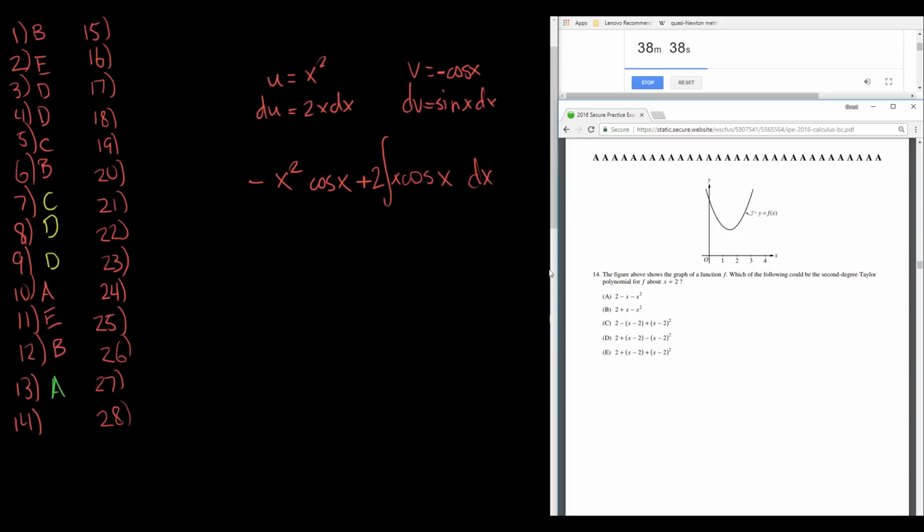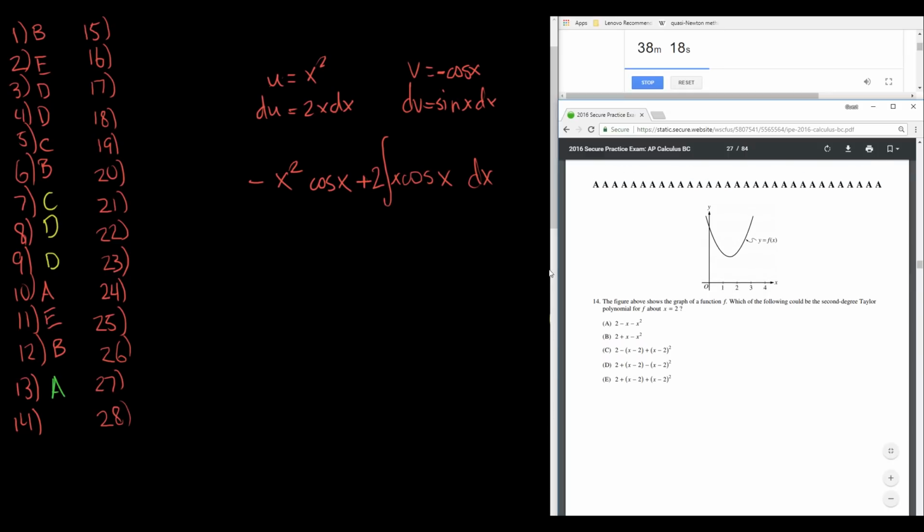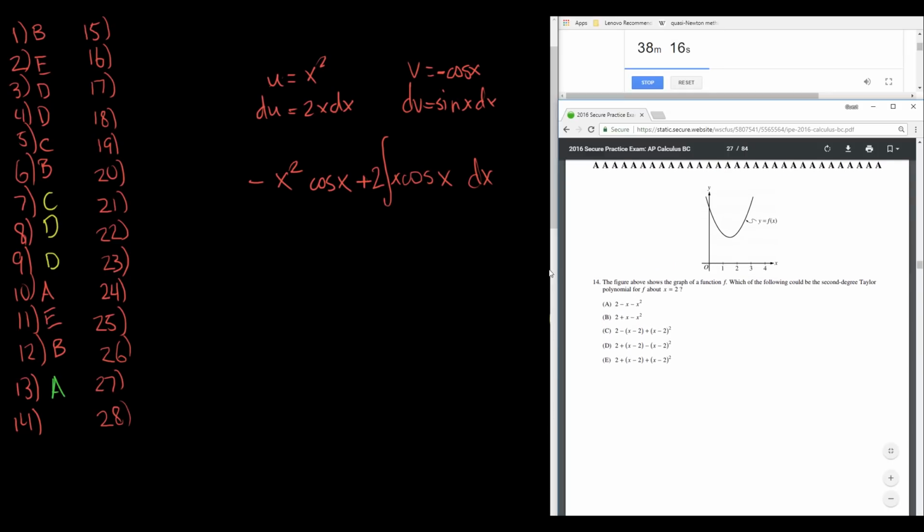All right, which of the following could be the second degree Taylor polynomial for f about x equals 2? Well, at x equals 2, the key things to know are the signs. So we have 2, obviously. Okay, so we're starting with 2, and then for the first derivative at x equals 2, we see that the first derivative is positive, so we should be adding x minus 2. And then the second derivative is also positive because we're concave up. So we should be adding x minus 2 squared. So that leads me to believe it's E. And again, they might be looking for something else, but there's a 90% chance that's right. So let's move on.